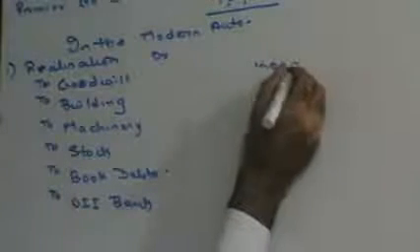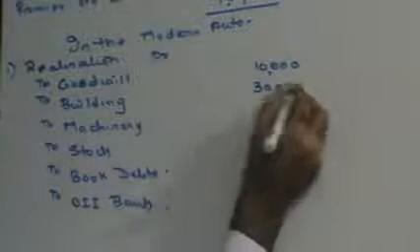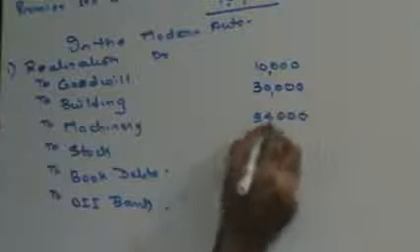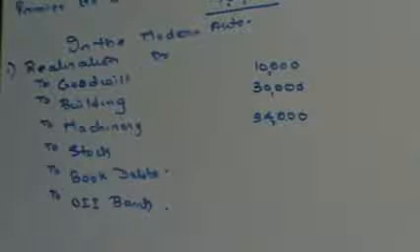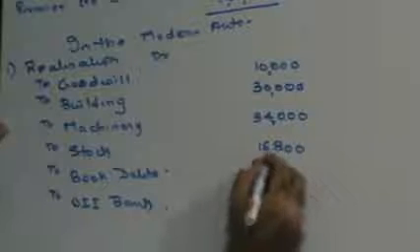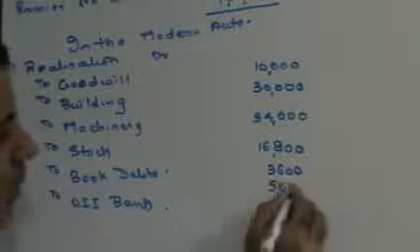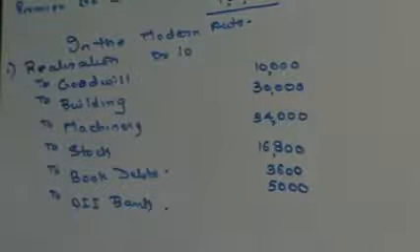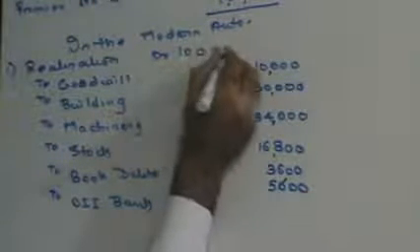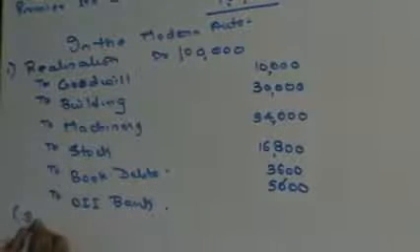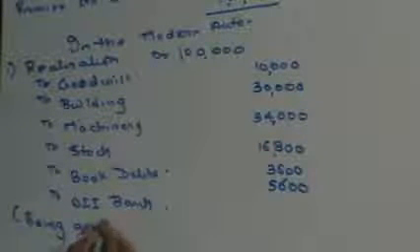Goodwill is 10,000. Building is 30,000. Machinery is 34,000. Stock is 16,800. Book debts is 3,600 and UTI bank is 5,600. The addition of that is 1 lakh. Being assets transferred.